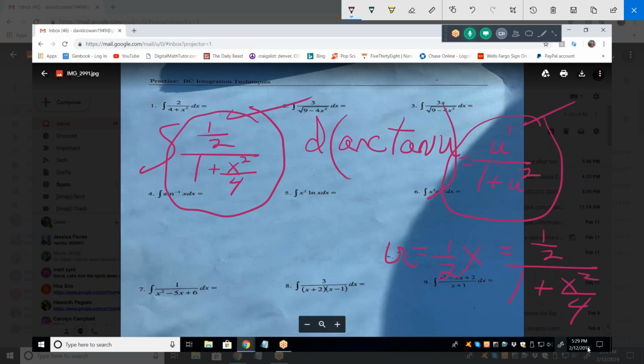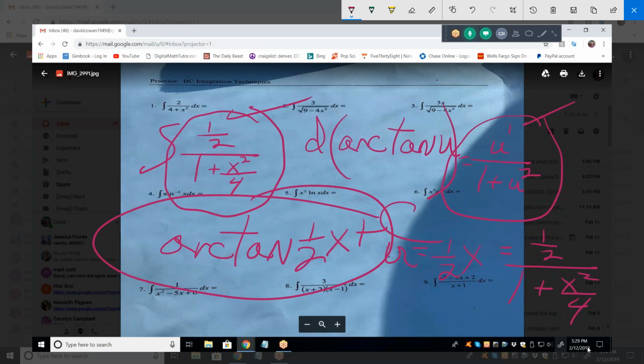So the integral of that is arctan of 1/2 x plus c. A little tricky how I got there. I kind of had to go both ways, back and forth for a moment. But I got it. In other words, if we start with arctan of 1/2 x and we take the derivative of it, we'll get this: 2 over 4 plus x squared.